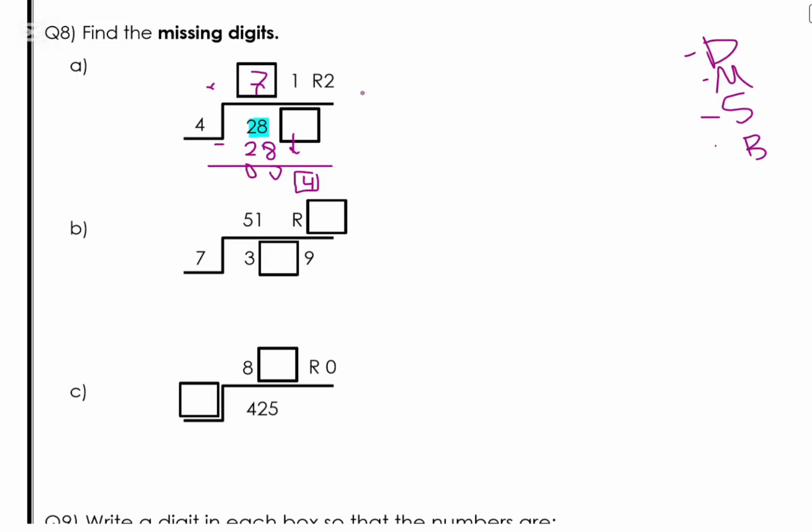Now, after division, we multiply. 1 times 4, it is 4. And let's subtract. 4 minus 4 is going to be 0. Ooh, the remainder is 0. But look, the remainder is supposed to be 2. Oh, no. It's not 4.